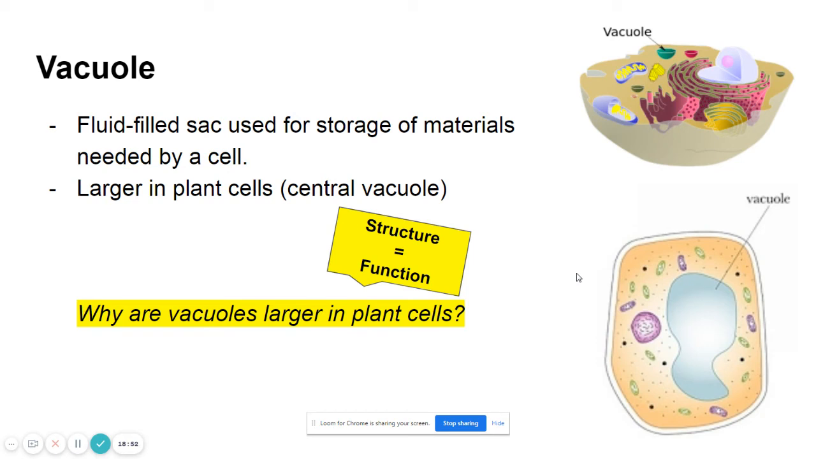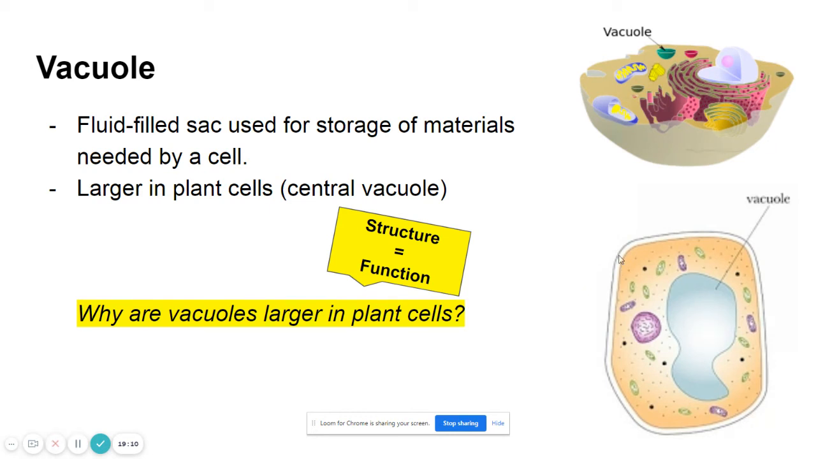So it will store pretty much everything, whether it be water, nutrients and vitamins, and it can also store waste. So instead of the waste circling around the cell and being gross, it will place it in a vacuole so that the cell can get rid of it later.